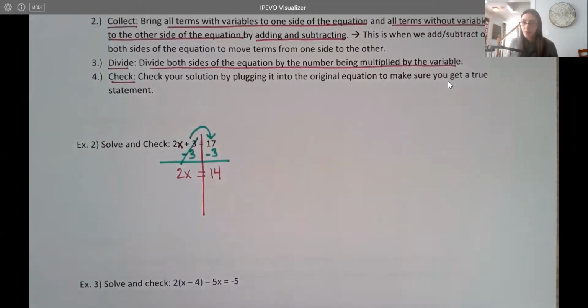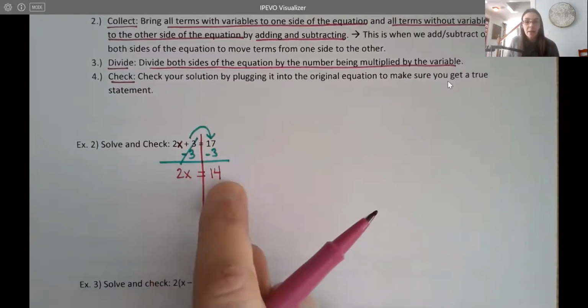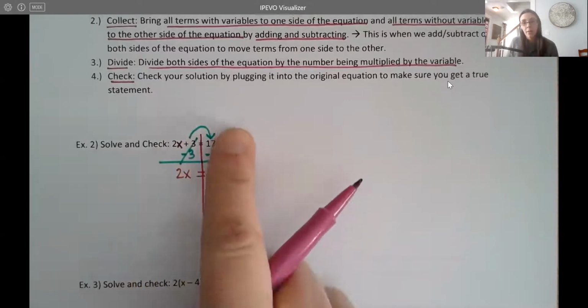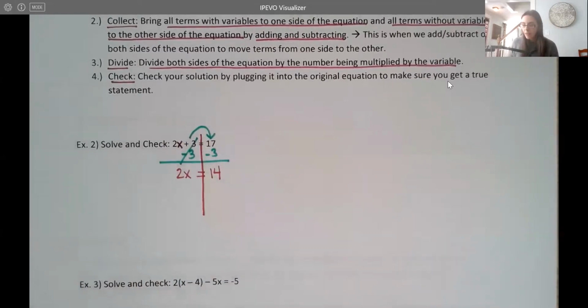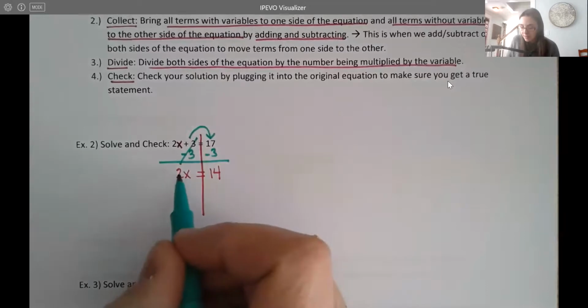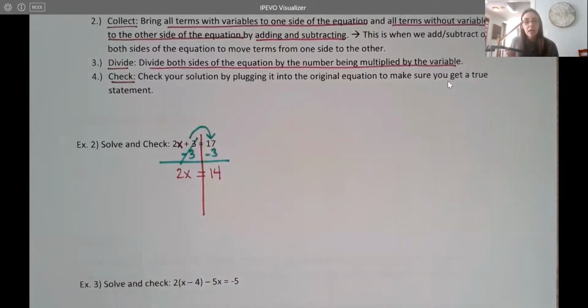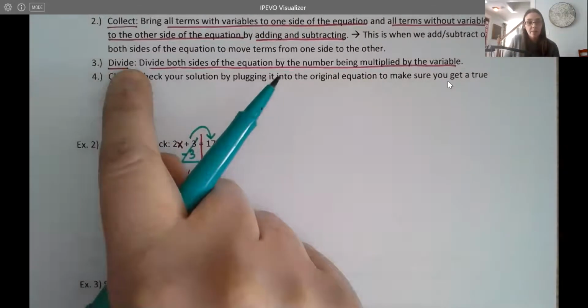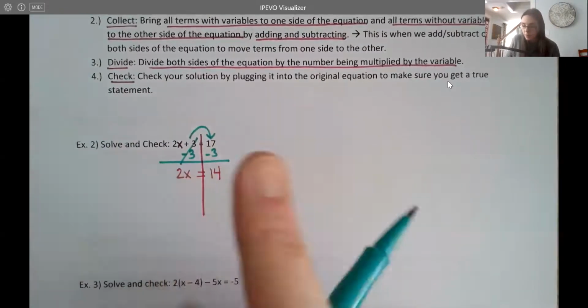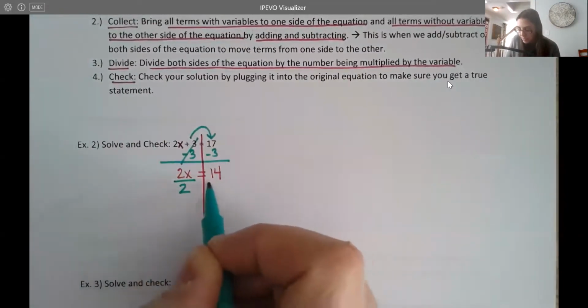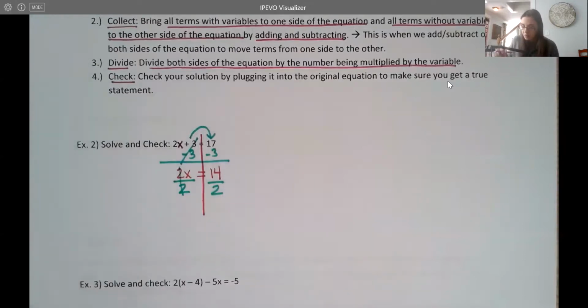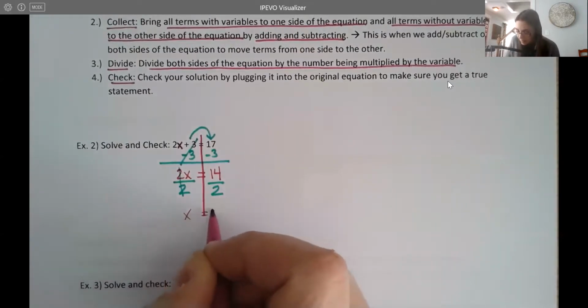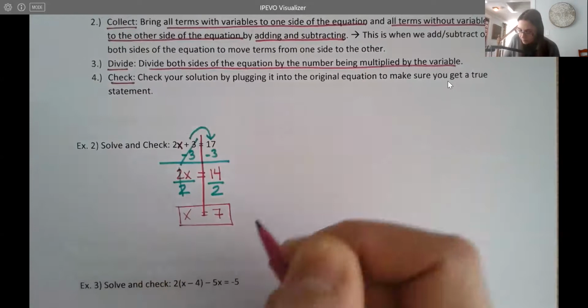Now all my like terms are combined, right? I have my x's here, my numbers here. This is what I want. I want my x's on one side and my numbers on the other. I'm trying to get x by itself. But I still have this 2 hanging around that I want to get rid of. So now we're in the dividing step, right? 2 is being multiplied. So the way to cancel it out is to divide on both sides. So finally, x equals 7 is my answer.